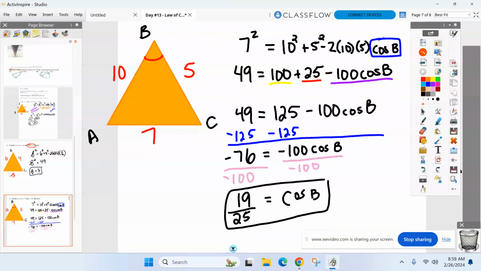We know how to find a sine. We know how to find a cosine ratio. Last thing I need to do with you, last problem here for the day. How do I find an angle now? Wait, hold on. Let me say it again. How do we find an angle?